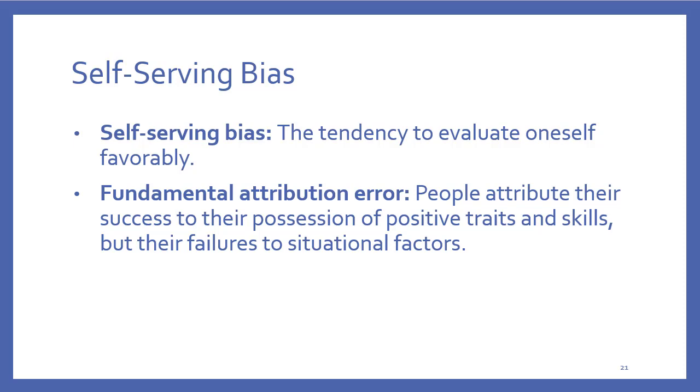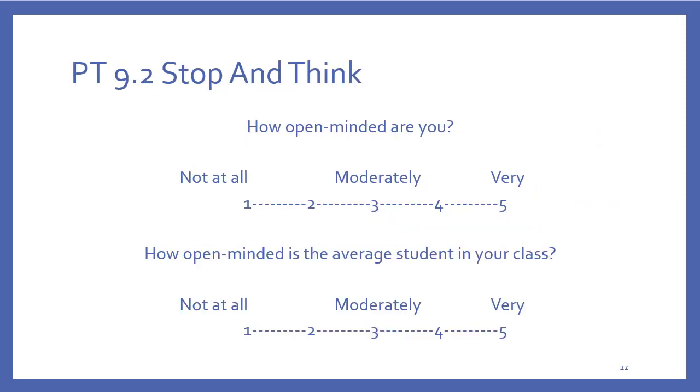So before we go into the next one, there's a little exercise here. The question is, how open-minded are you, where 1 is not at all and 5 is very? And then if you asked how open-minded is the average student in your class, how would you rate them? What's interesting about this is that more often than not, people will list themselves as 3 or greater in terms of how open-minded they are.